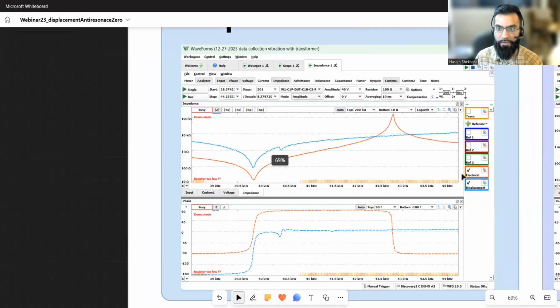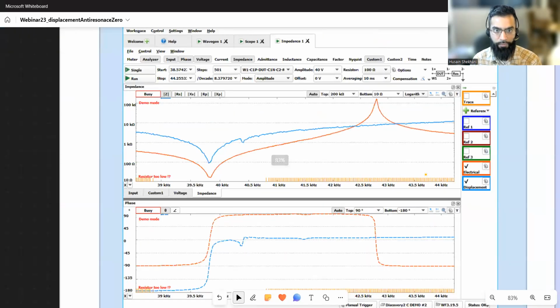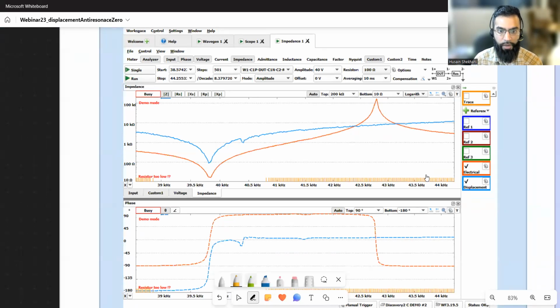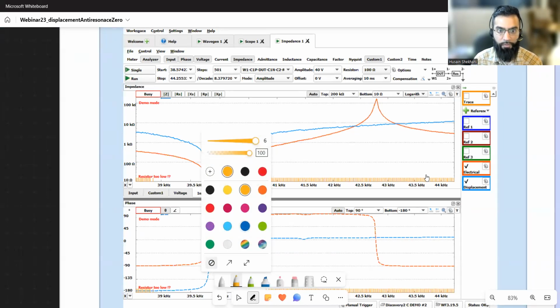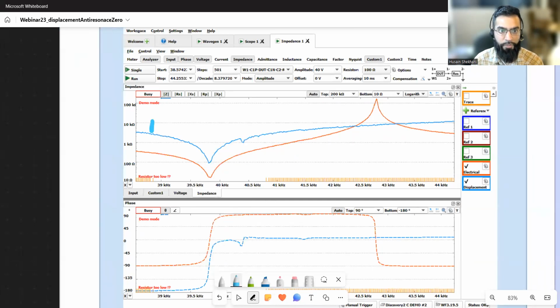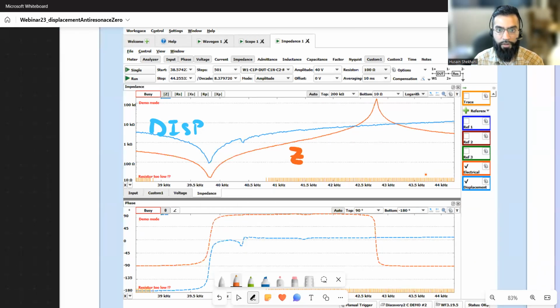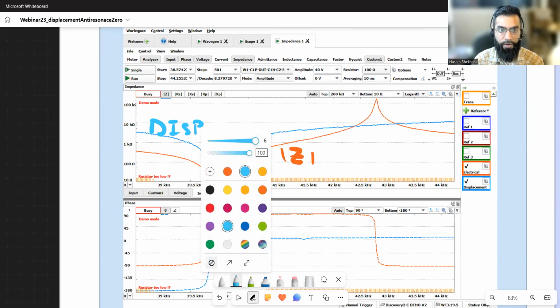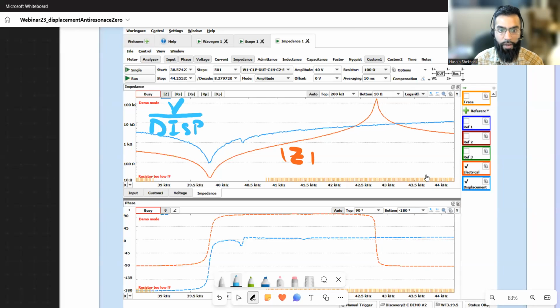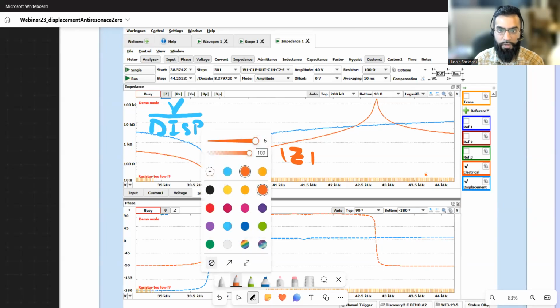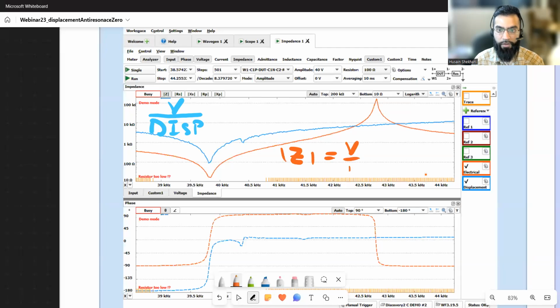So now I added the displacement. The displacement is in blue. This is displacement, and the orange is Z. But this is not just displacement. This is displacement divided by voltage, and obviously impedance is voltage divided by current, and these are magnitudes, right?